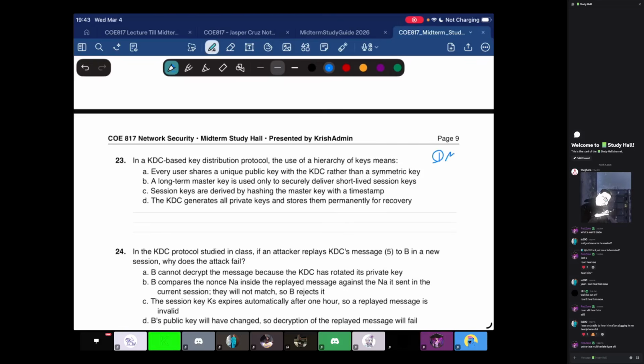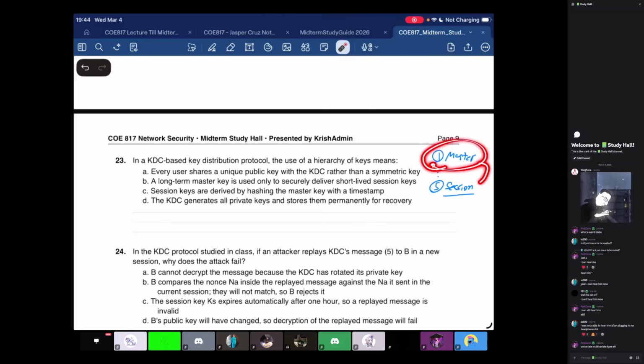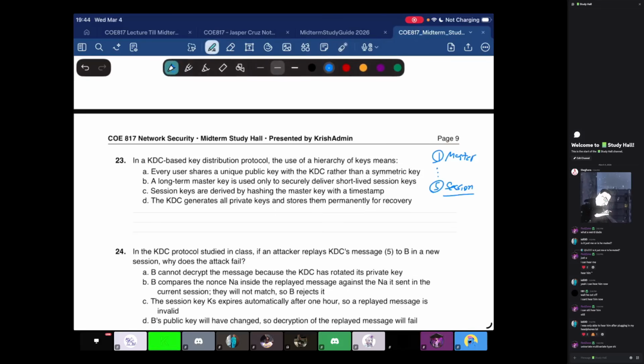So first is the master key, and there's a few others, and I think number 4 or 5 down here is the session key. So whatever is up above can help encrypt whatever is below to share or to authenticate with someone else. In this question, if we look at option B, a long-term master key is used only to securely deliver short-lived session keys. So that abides by the rule of using something higher up the hierarchy to encrypt something that is lower down.